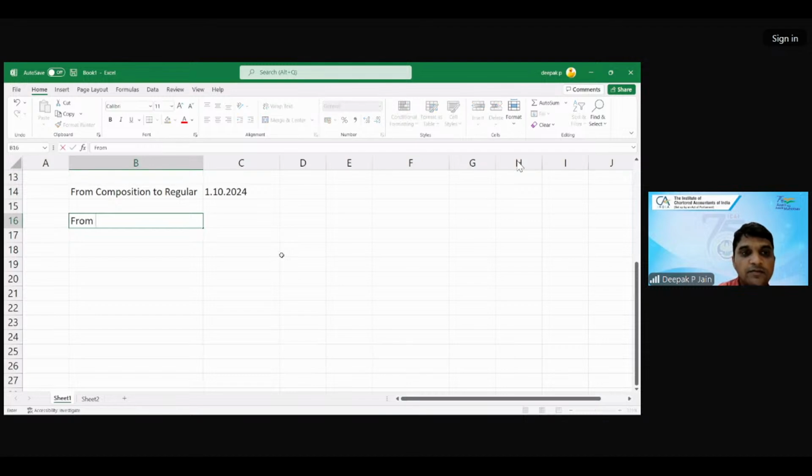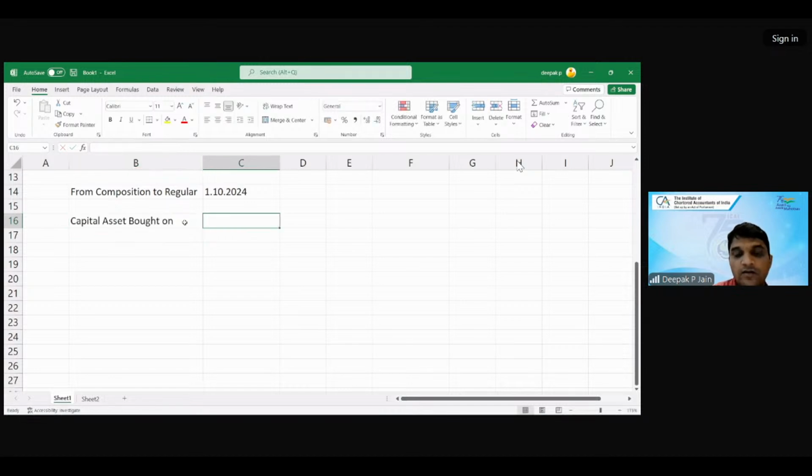Now, I had bought a capital asset on say 1st of December 2023. So this invoice ka benefit will I get or no? I will get because this is within 1 year. Now, 1st October 24, when I'm getting converted, on this I have to take the benefit. How much benefit I will take? I will take the benefit of 1 lakh less 5% per quarter.